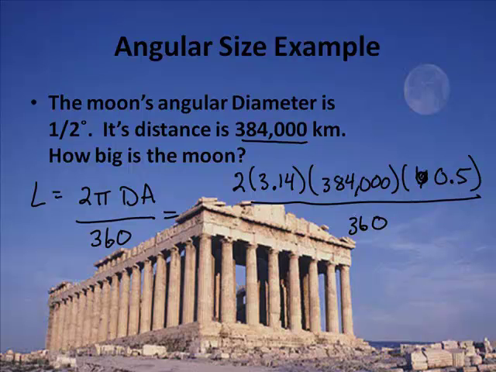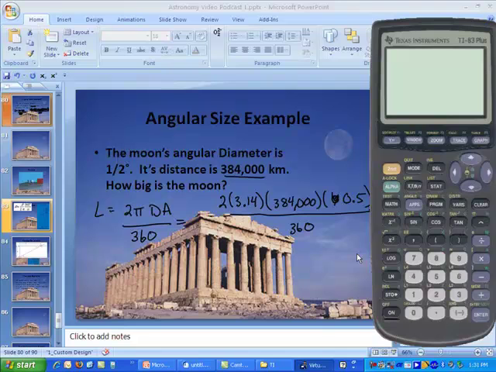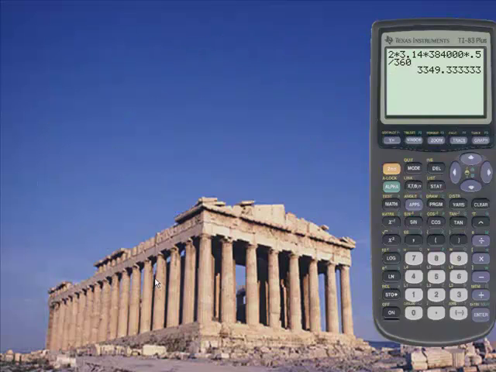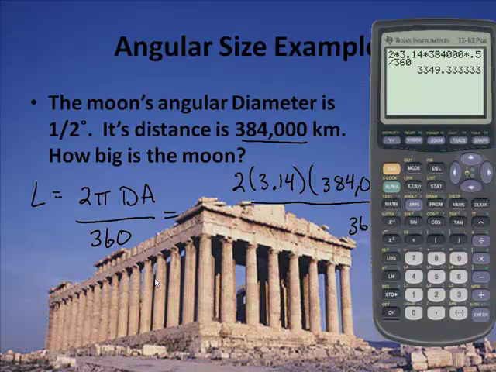Now I want to take my calculator. So I'm going to take 2 times 3.14 times 384,000 times 0.5 divided by 360. And the answer is 3,349. So the answer is, hold on, let me get the pen back. The answer is 3,300 and let's just say 50 kilometers.